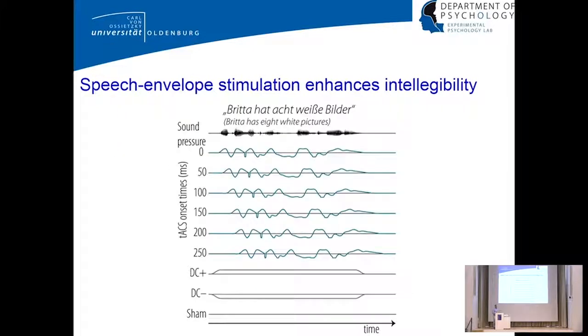The sentences were all of the very same type. A bit boring, you might say. Britta hat 8 weiße Bilder. Britta has 8 white pictures. You see the sound pressure at the top.